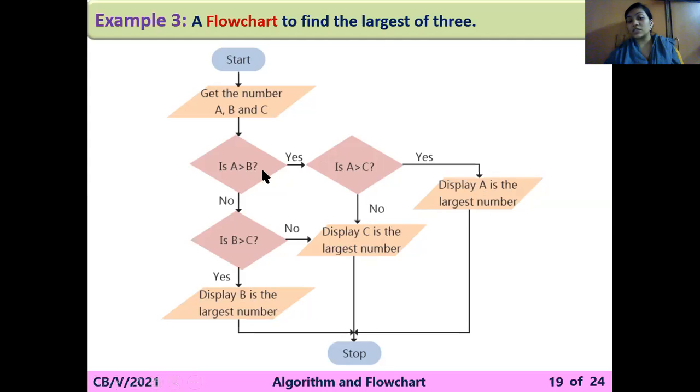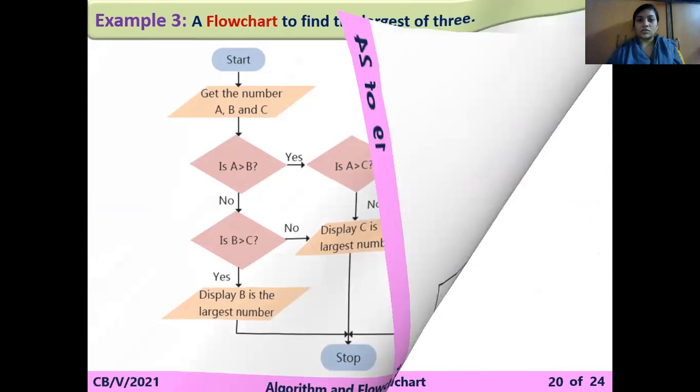But if this condition is not right, then go to this one. Is B greater than C? Yes, then display B is the larger number. Otherwise, display C is the largest number. And at the last, you can see the stop button. So these are the examples of the flow chart.